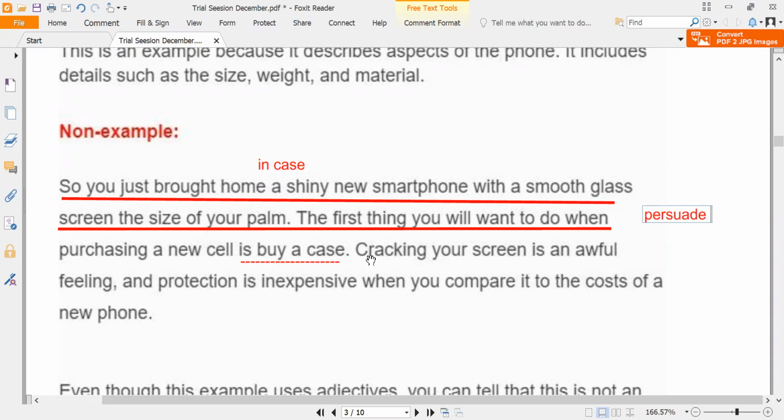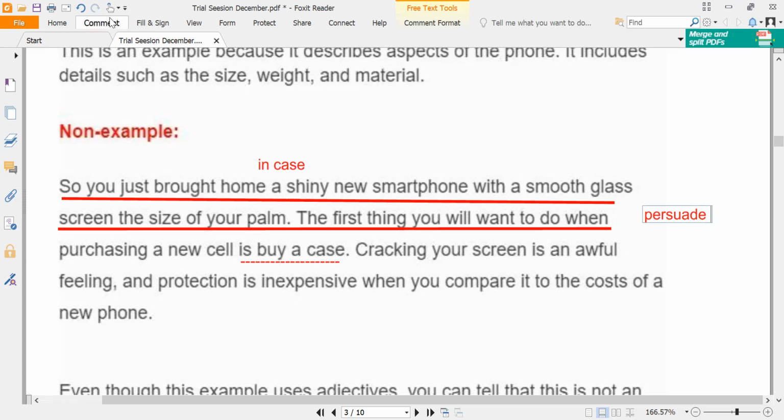When I tell you, when you buy a new phone, you need to buy a case and a screen glass protector, this is what I believe, this is what I suggest and recommend to you. So this is a personal opinion, it's not a description. Description doesn't include opinions.